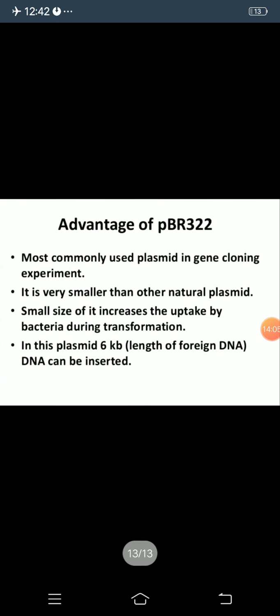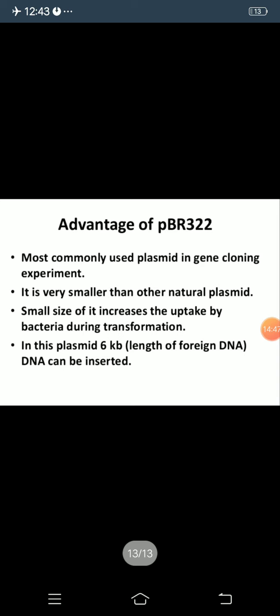Advantages of pBR322: it is the most commonly used plasmid in gene cloning experiments. It is much smaller than other natural plasmids. Its small size increases the uptake by bacteria during transformation. And we can insert 6 kb of foreign gene into that particular vector. So what is the insert size of this vector? Insert size is 6 kb. Got my point?